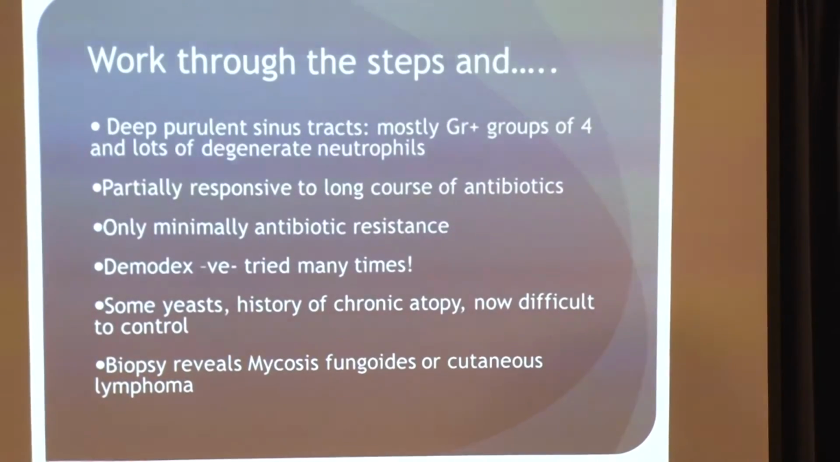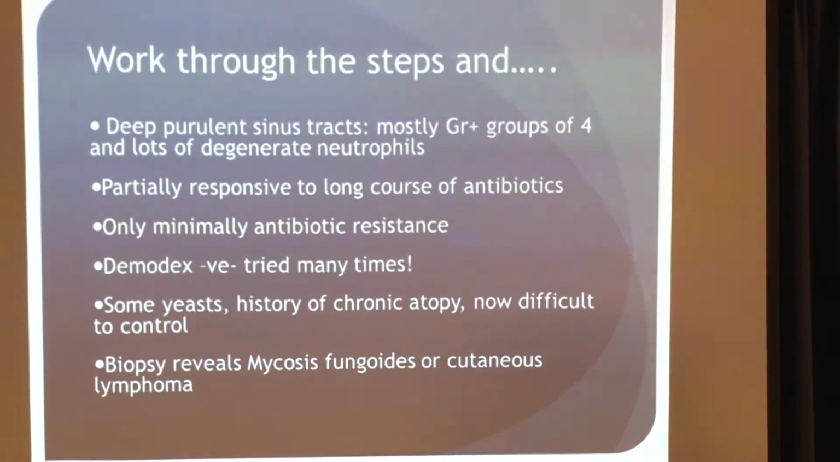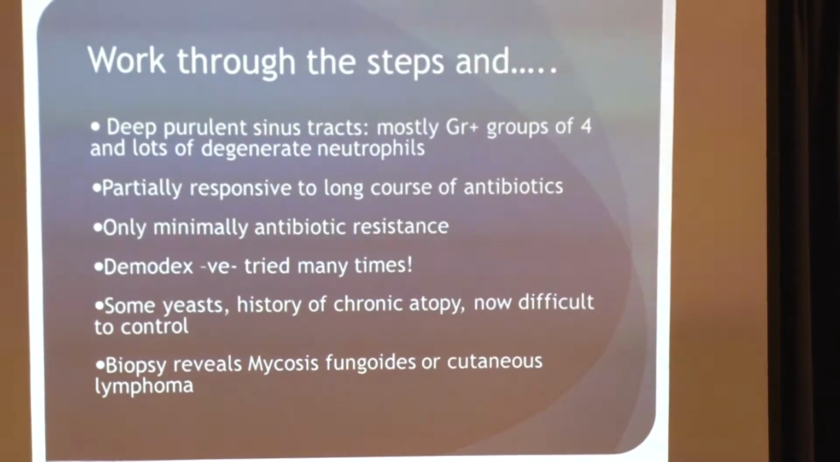So we worked through the steps of cytology that we've already discussed. Firstly, we did cytology on the deep purulent sinus tracts, mostly gram-positive groups of 4 bacteria, so we know that they are most likely to be Staph pseudointermedius, and lots of degenerate neutrophils. When this dog was put on antibiotics, long courses, 8 weeks or greater, there was a partial response, but it never completely resolved. So a culture was run, antibiotic resistance was not the problem.